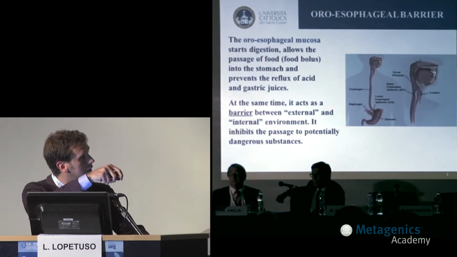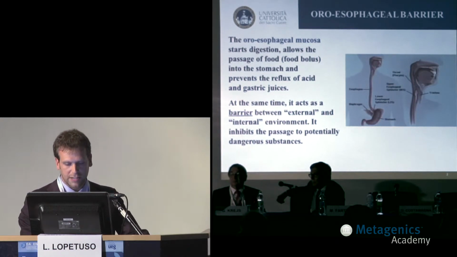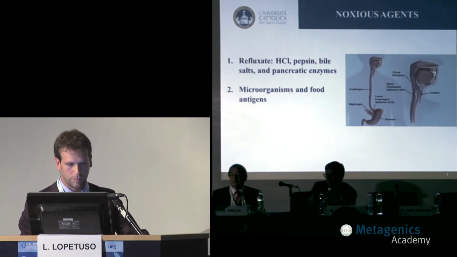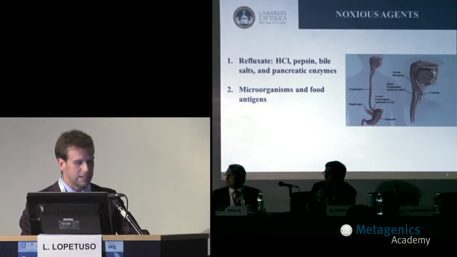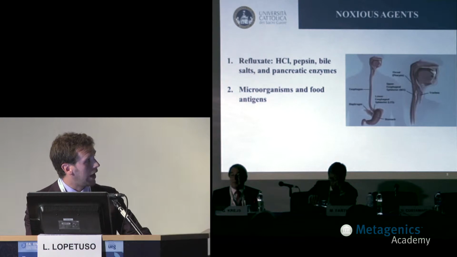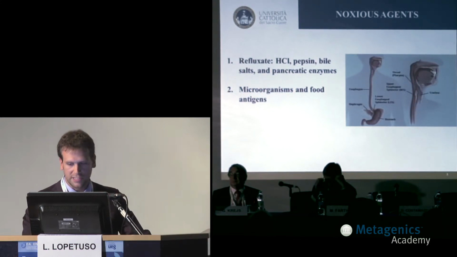Here we can see the first line of defense, the anti-reflux mechanism, represented mainly by the diaphragm and the lower esophageal sphincter. The noxious agents are represented mainly by the refluxate, so HCl and pepsin, bile salts, and pancreatic enzymes, and at the same time, microorganisms and food antigens.